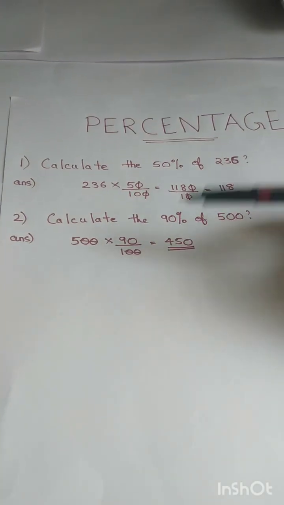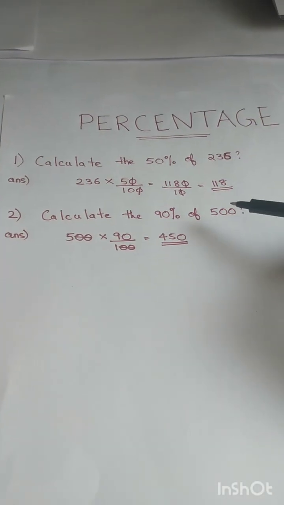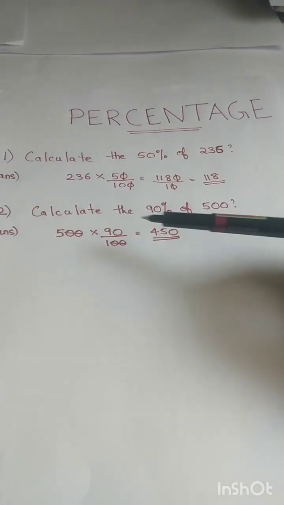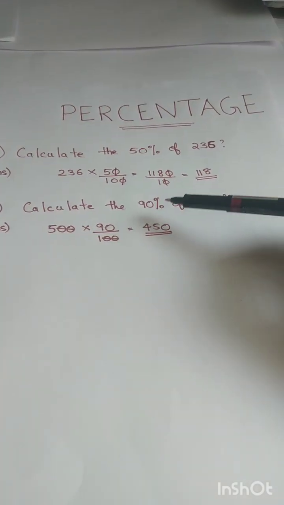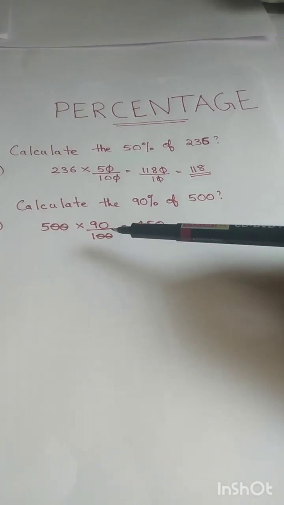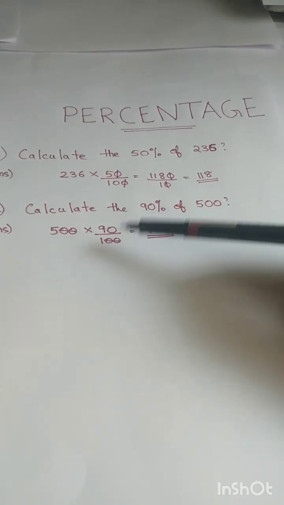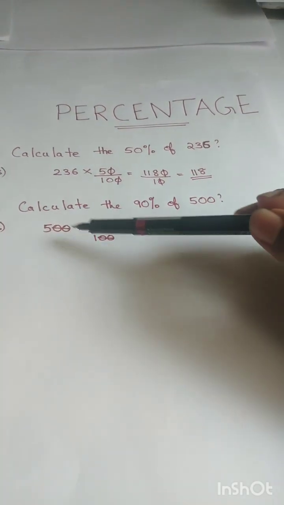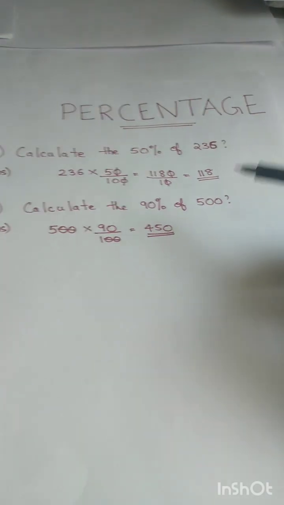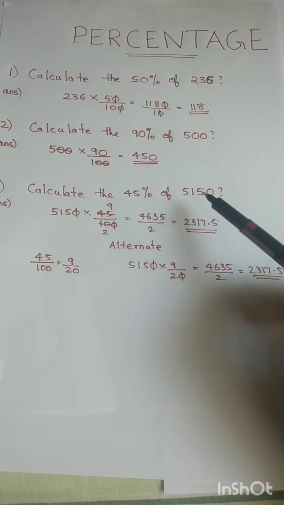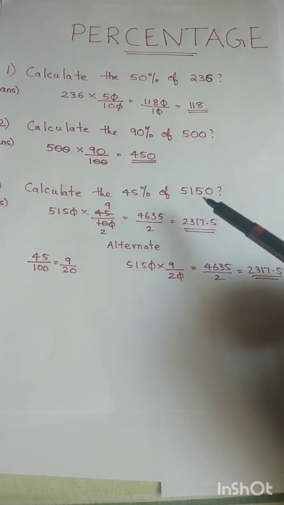So next question, calculate the 90 percentage of 500. So write the 500 there, 500 into, to remove the percentage sign, we want to divide that 90 by 100. So 500 into 90 divided by 100. So two zeros get cancelled out with the two zeros, and 5 into 90 would be 450.